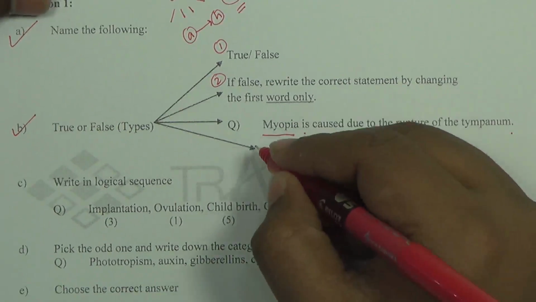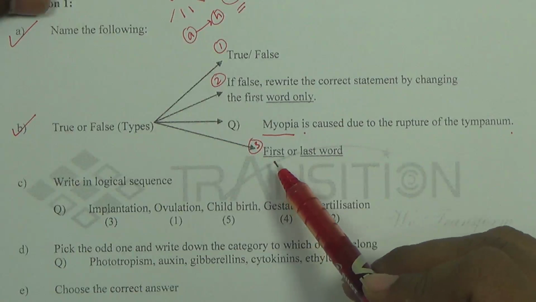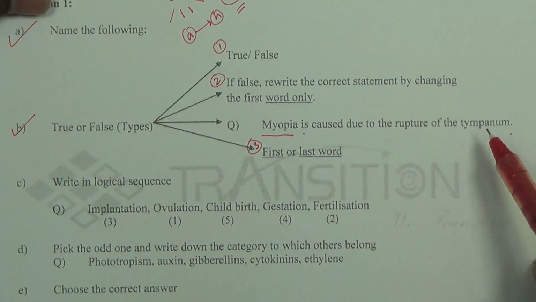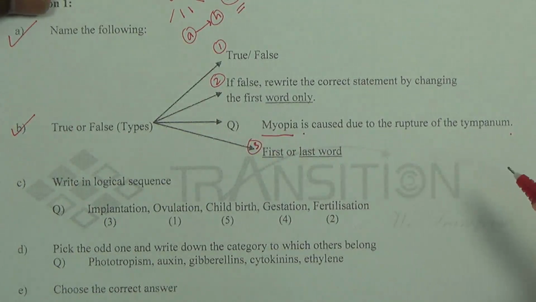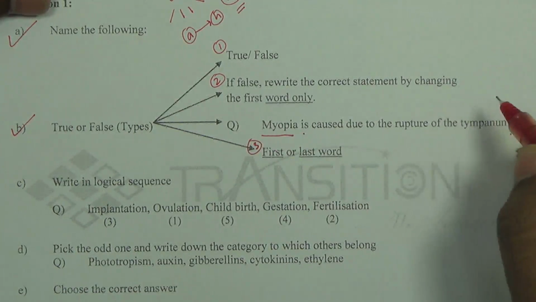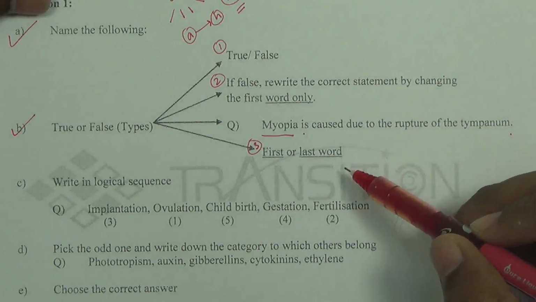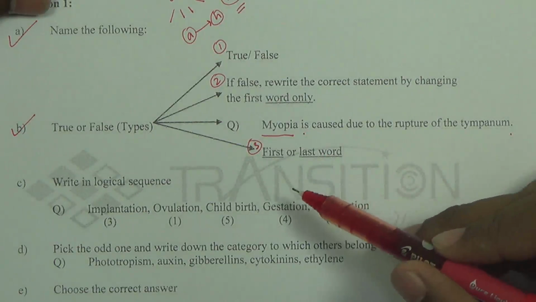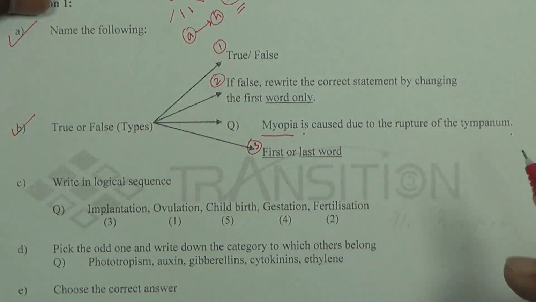The third type of true and false they can ask you is: if the statement is false, you can either change the first word or the last word, right? In this particular statement this is not applicable, but you can get several questions where you can change the first word or the last word to put forth the correct statement.